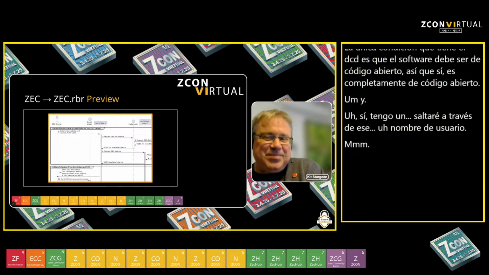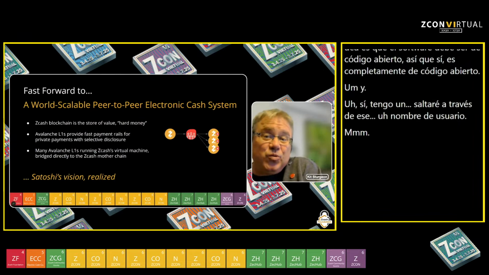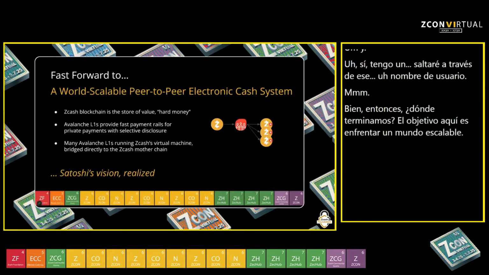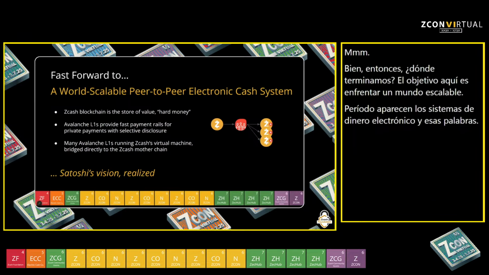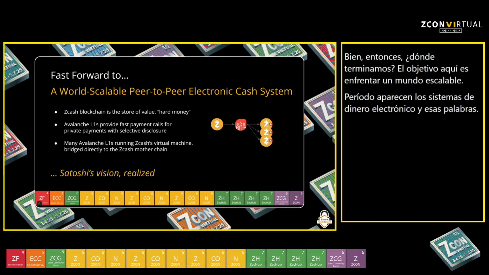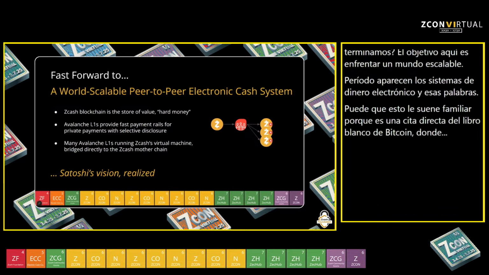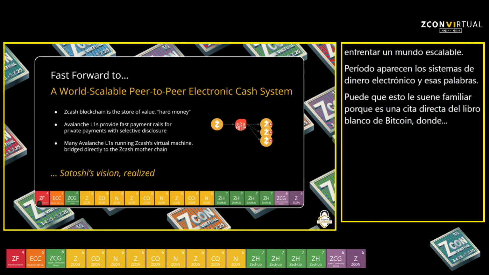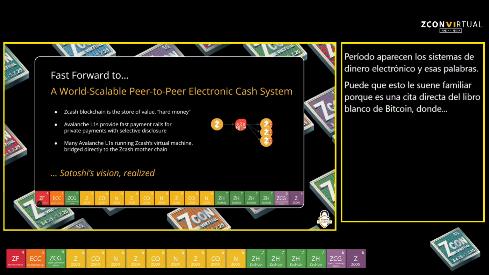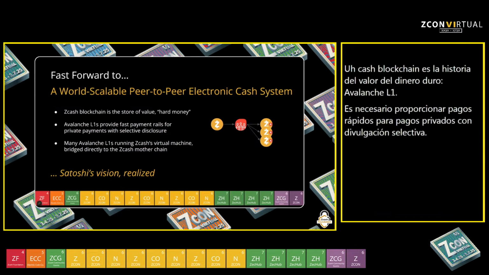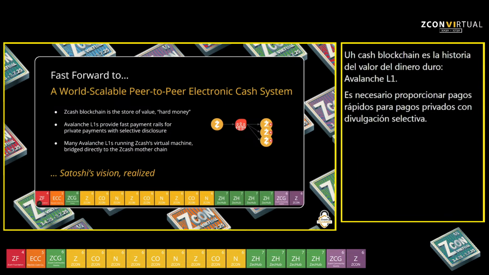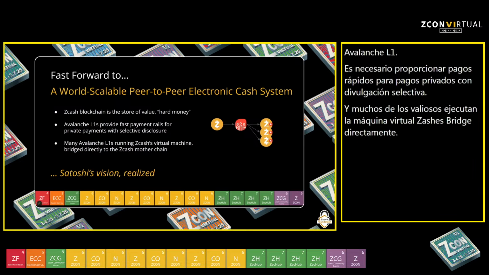Okay, so where do we end up? The goal here is to end up with a world scalable peer-to-peer electronic cash system. And those words may sound familiar to you because they're a direct quote from the Bitcoin white paper, where the Zcash blockchain is the store of value, hard money. The Avalanche L1s provide fast payment rails for private payments with selective disclosure as needed. And many Avalanche L1s running Zcash's virtual machine bridged directly to the Zcash mother chain. So it's Satoshi's vision realized.